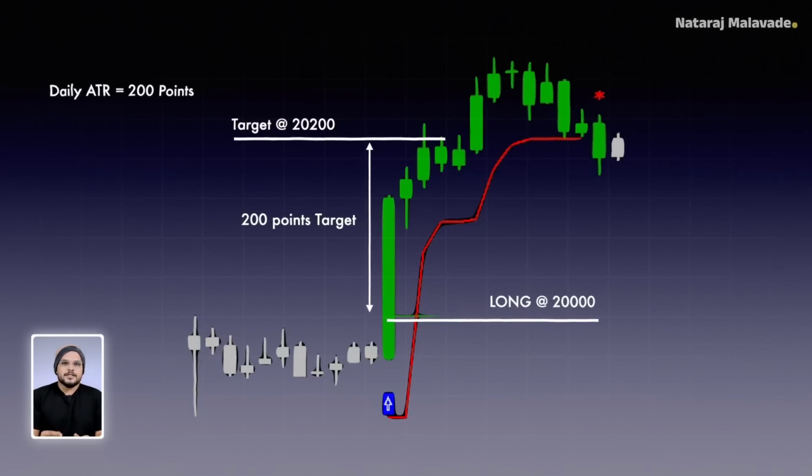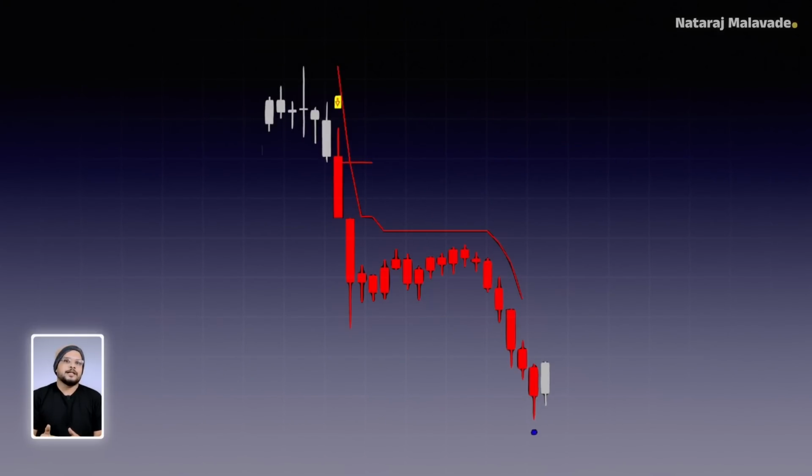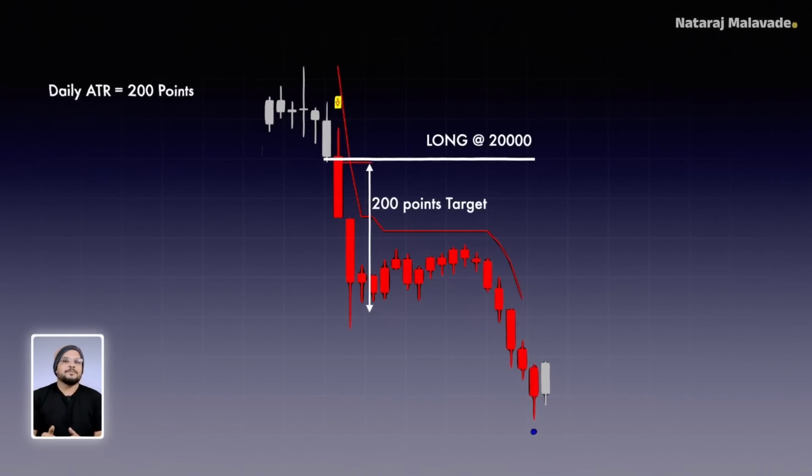So when the market reaches your target, you have two different options here. Either you can close your trade immediately, or what I basically prefer is that you trail your stop loss aggressively. So assume in a short trade scenario, if your entry point is 20,000 and the target is 200 points, your target becomes 19,800. When the market reaches this level, similarly adjust your stop loss accordingly. So basically, you can exit the trade or you can aggressively trail your stop loss.